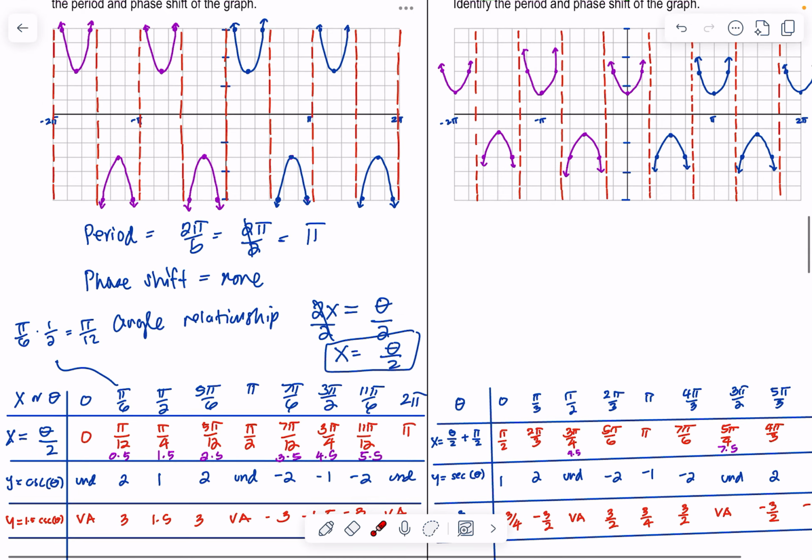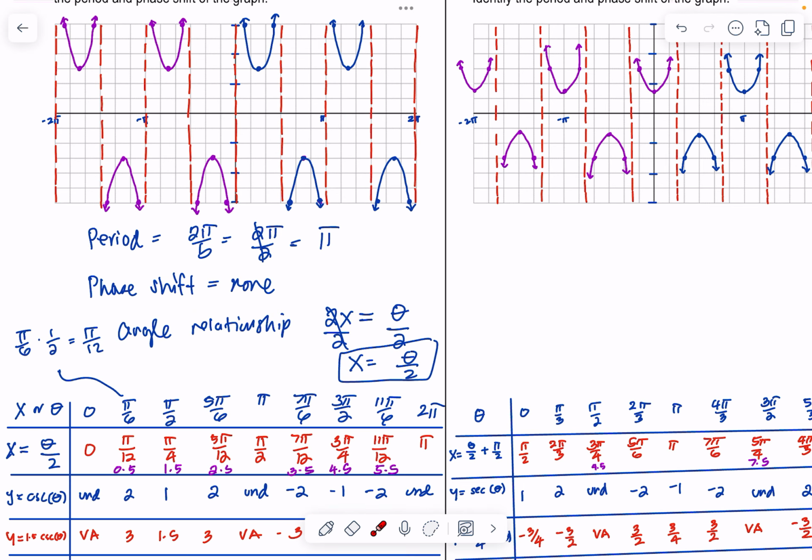So where that is, is right over here. So this is 0.5. So 0.5 is where pi over 12 is, and then the y value of it is 3. So that's this one right over here.